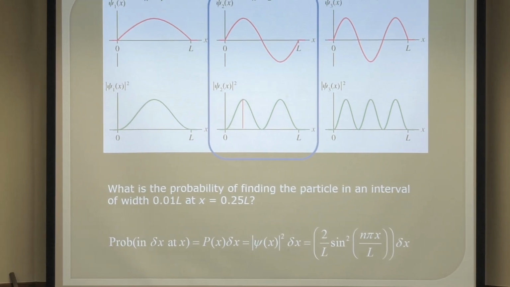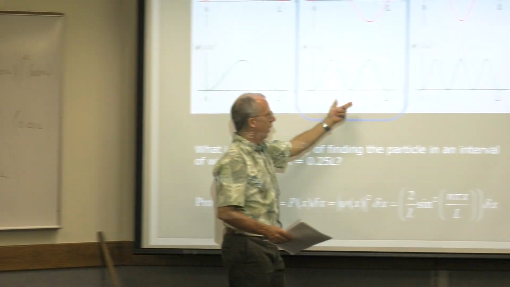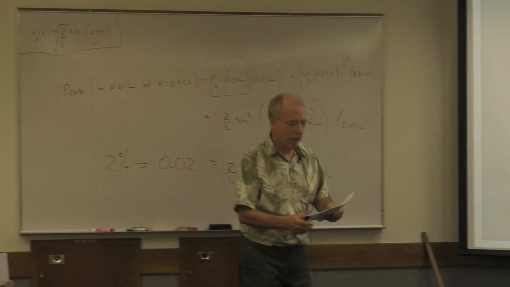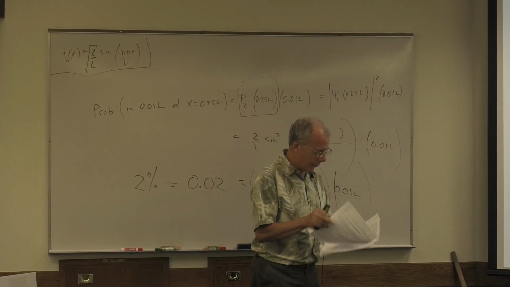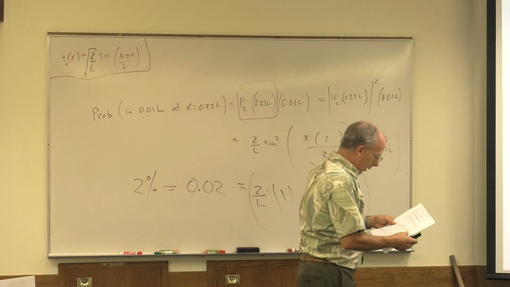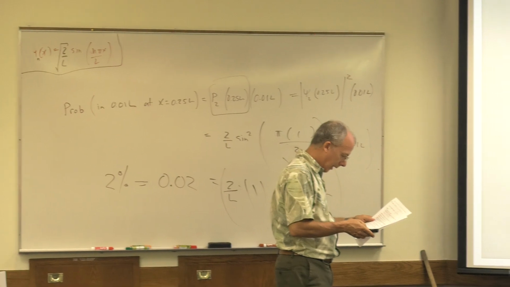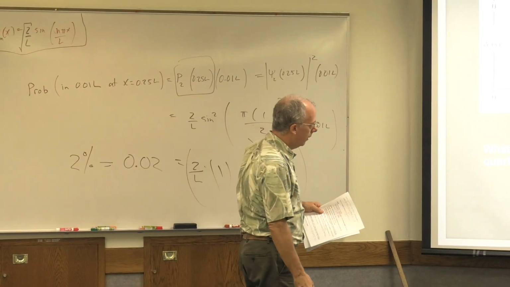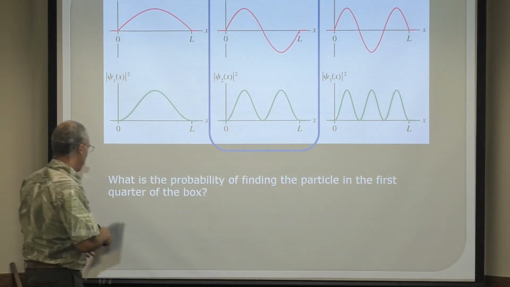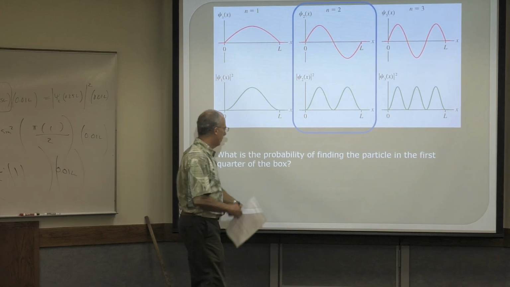So now let's do another one. This was the one where we do a small interval. Let's do one where we have to do a large interval, because that was the second type of problem we learned last chapter. So let's do that. Same, n equals 2. What's the probability of finding the particle in the first quarter of the box?